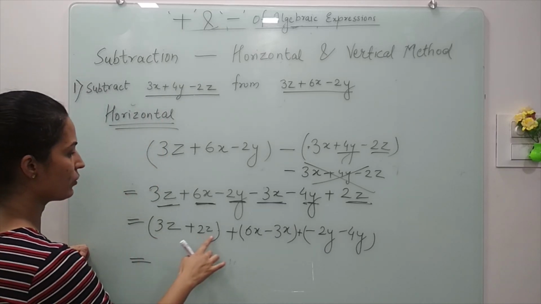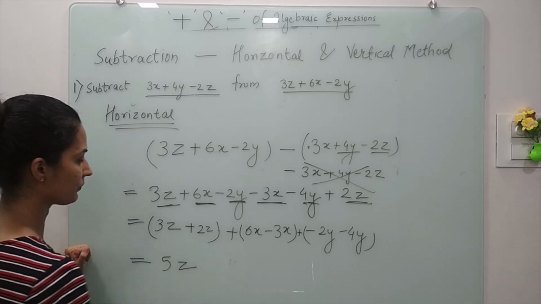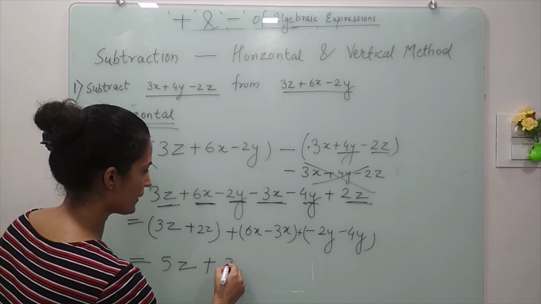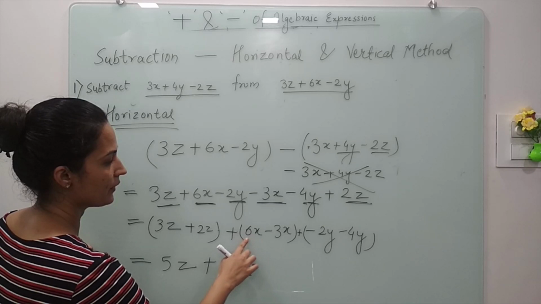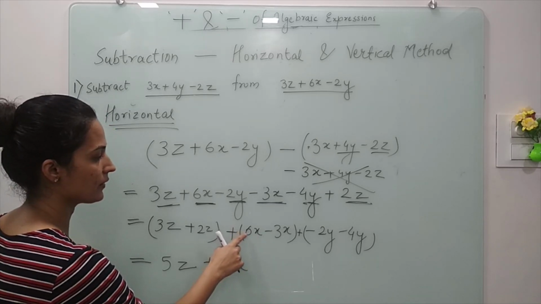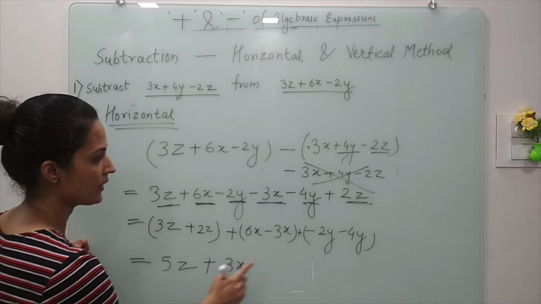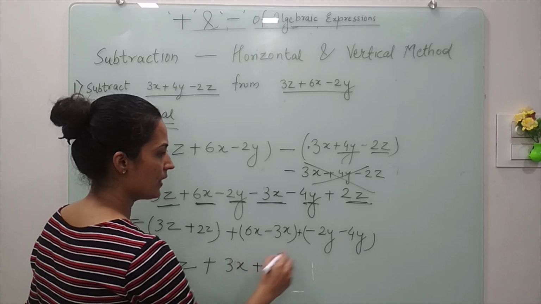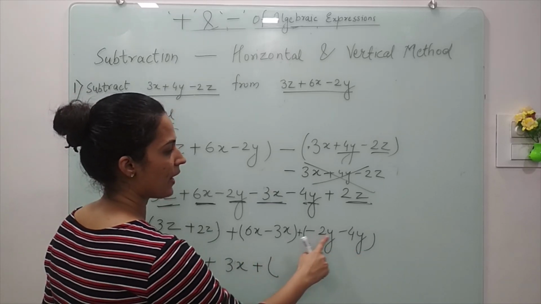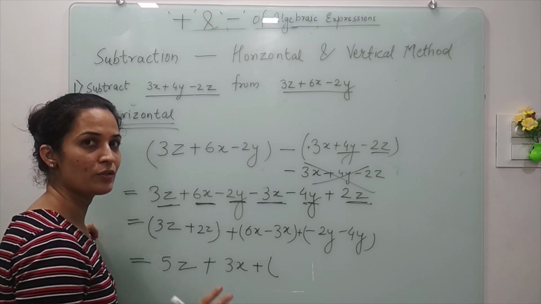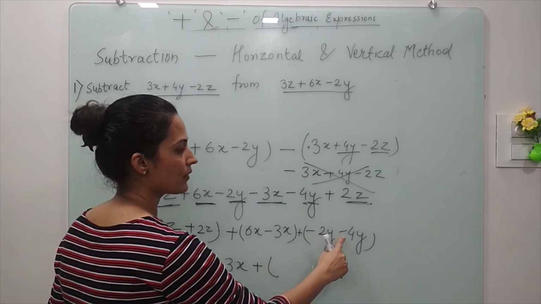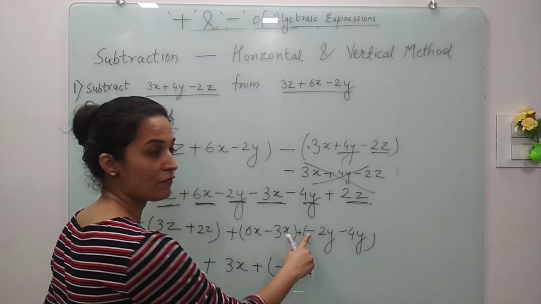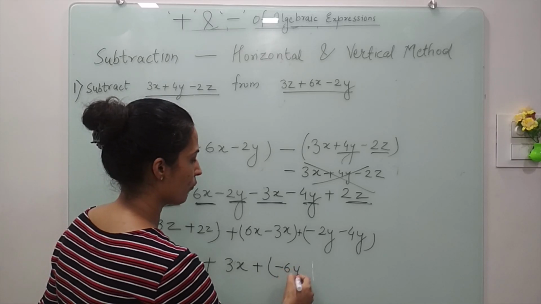This is 3z plus 2z, which is equal to 5z, plus 6x minus 3x. This is 6 minus 3, that is 3x. The sign will be of the higher number, that is 6. The sign of the 6 is plus, so I'll take plus 3x. Right now I am taking this plus as it is. Let's first solve within the bracket. This is minus 2y minus 4y. In integers, you know how we solve this. This is minus 2 minus 4, which becomes minus 6. The numbers will be added, but the sign will be negative. So this is minus 6y.